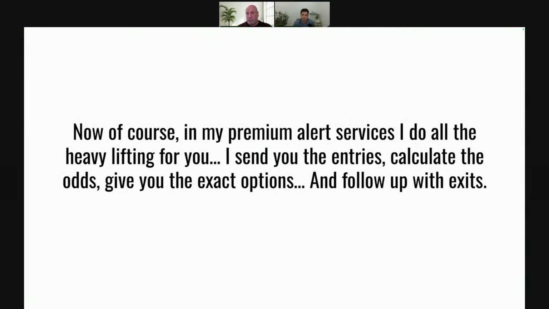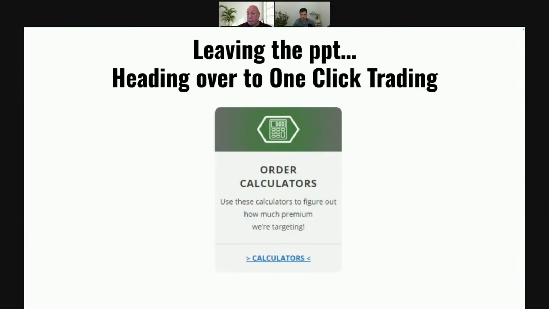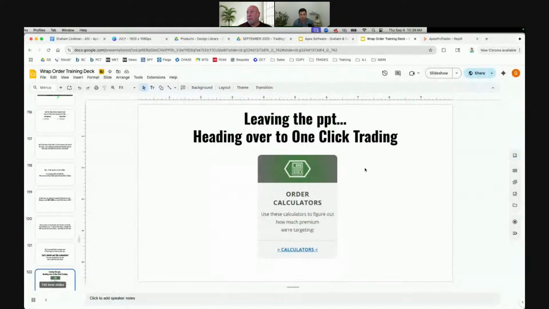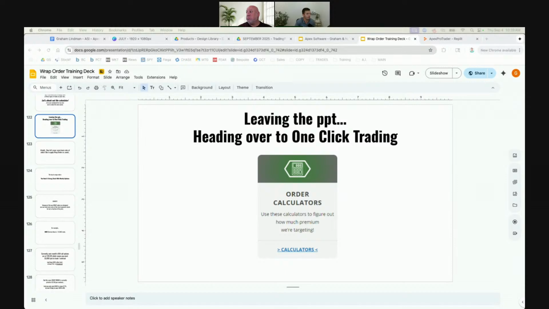Now, of course, in my premium alert services, I do the heavy lifting for you. I send you the entries, calculate the odds, give you the exact options and the exits. But if you would like to manage some of these types of trades on your own, or if you want to paper trade a few, get the hang of it, get the feel for it, let's go check out the calculator and put it to work. So we're going to leave the PowerPoint here and head over to the members portal so we can do that next. One moment.